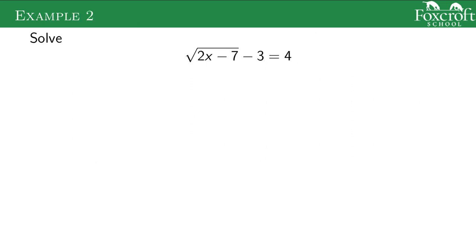Let's look at a slightly more involved example. Again, the first thing you always have to do if you want to get rid of a square root is get the square root by itself. Right now on this side we have this minus 3, so we're going to add 3 to both sides.